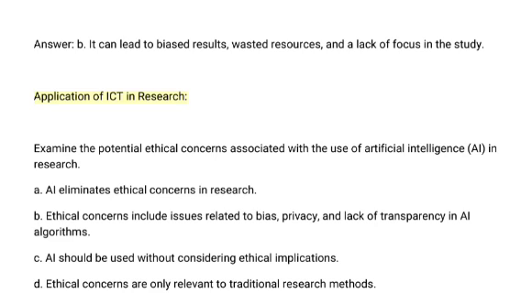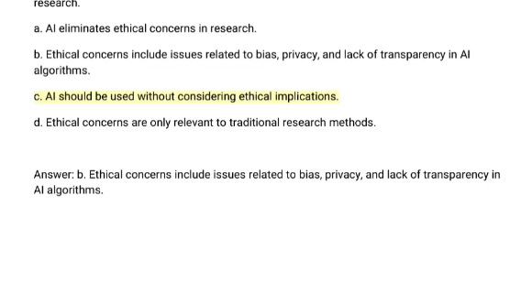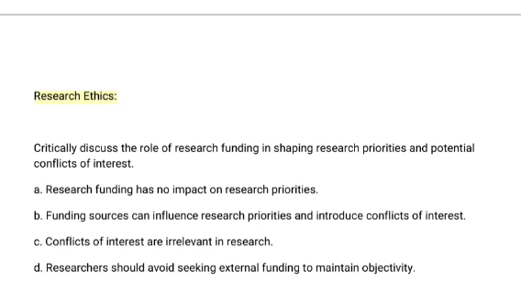Application of ICT in research. Examine the potential ethical concerns associated with the use of artificial intelligence (AI) in research. A. AI eliminates ethical concerns in research. B. Ethical concerns include issues related to bias, privacy, and lack of transparency in AI algorithms. C. AI should be used without considering ethical implications. D. Ethical concerns are only relevant to traditional research methods. Answer: B. Ethical concerns include issues related to bias, privacy, and lack of transparency in AI algorithms.